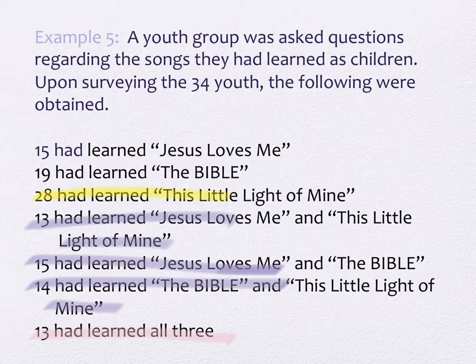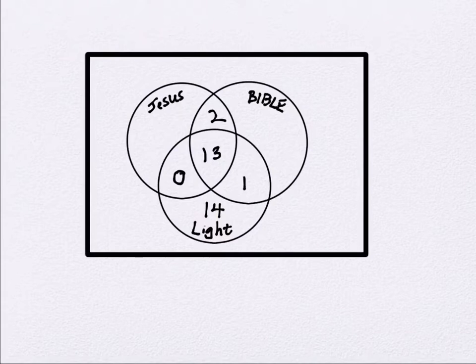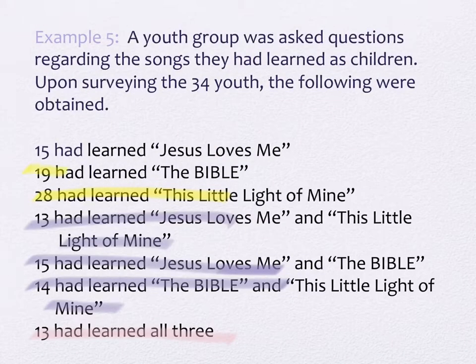All right, the next one up says 19 had learned the B-I-B-L-E. So the B-I-B-L-E is over here. How many are currently there? 16. So how many are missing? 3 to go out here. We're getting so close to done. Taking care of that one.